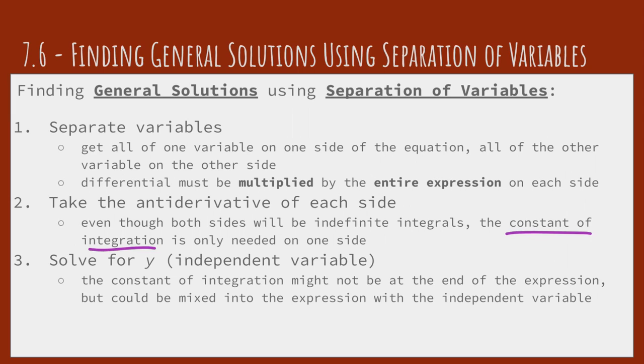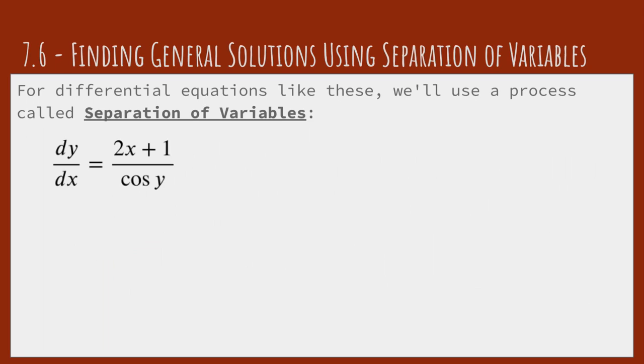And the reason is if we have a plus c on both sides, those plus c's will probably be different numbers. They don't necessarily have to be. But the difference between those two constants is itself a constant. So I'll explain that when I go through that example. But then ultimately, when we solve for y, we want to get y by itself, and we will have that constant of integration somewhere in that expression.